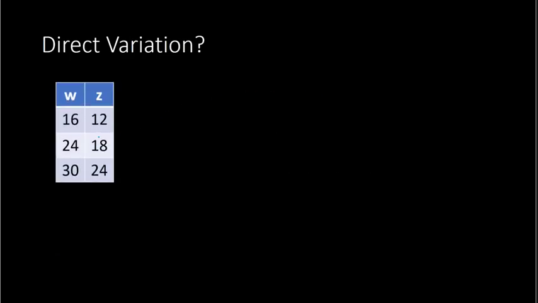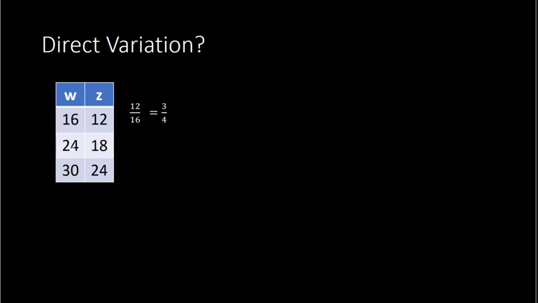Another example, if you had this table where you have 16 and 12, 24, 18, and 30, 24. Here we can try to determine if there is a pattern that holds true for each set of numbers. So here we take the 12 and divide by 16 to see what we get. We can reduce and we get 3 over 4. So what that means is we're taking 16 times 3 over 4 to get 12.